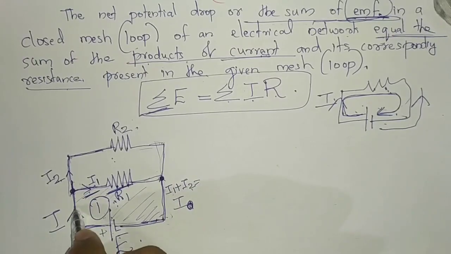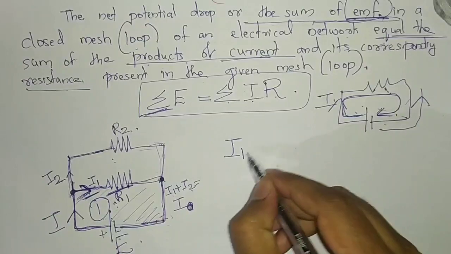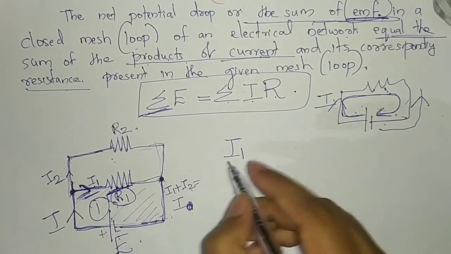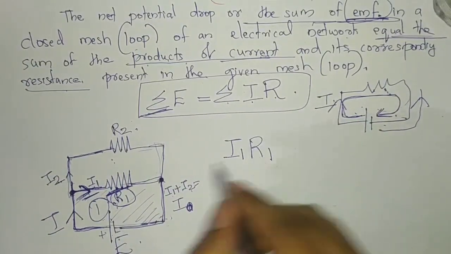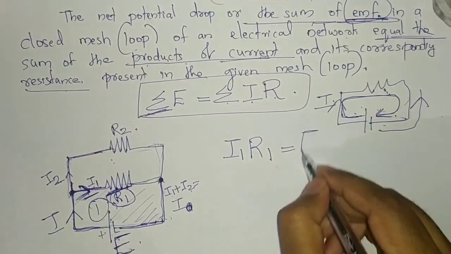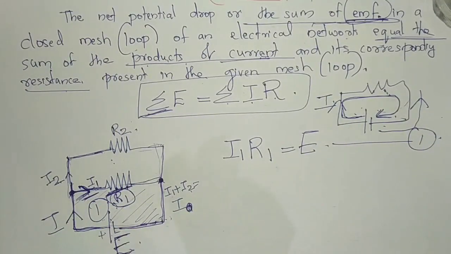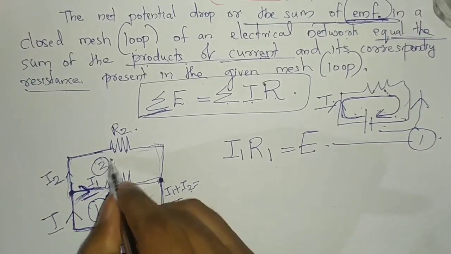Let's see, current is coming from here. See, it is the same current direction. So I1 into, what is the resistance value corresponding to I1? It is R1. I1 into R1 will be equal to the EMF value. So I1 into R1 will be equal to E. First one is solved. First network, first loop, it is solved. And let's see the second network. Second network, I am taking this one.